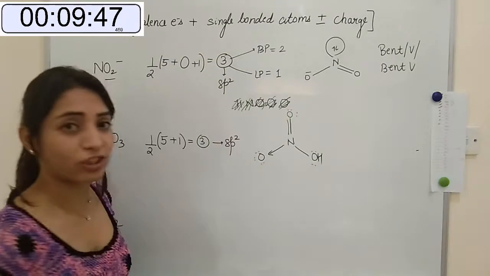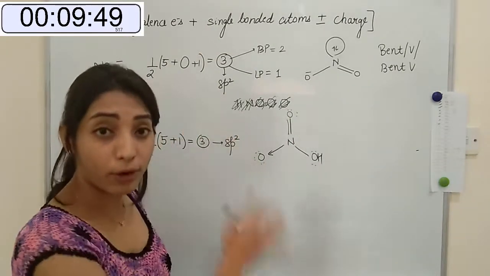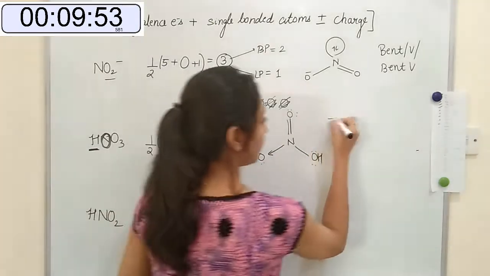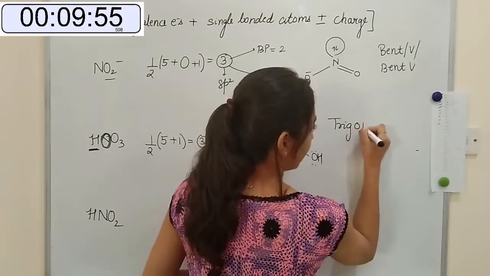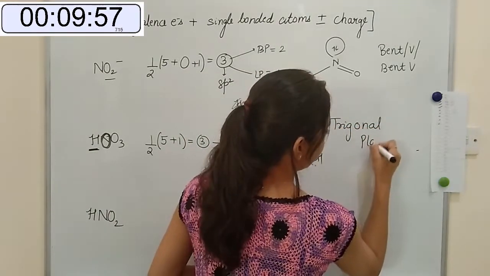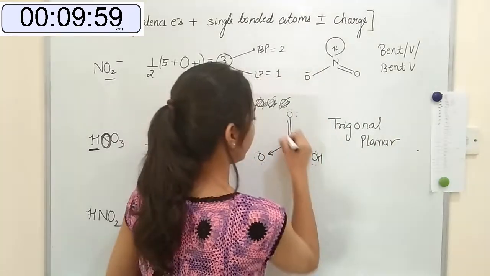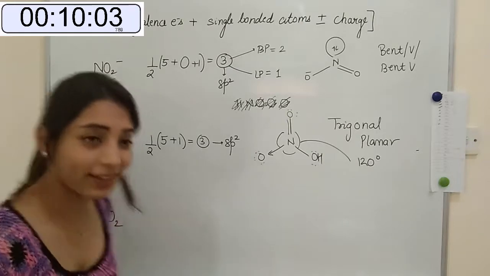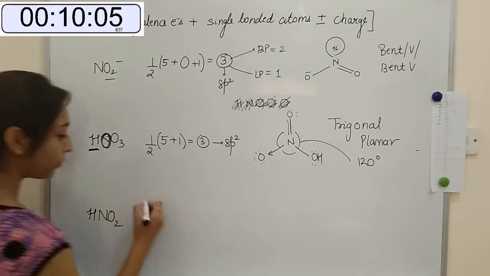So this is the structure. And this is the most important molecule I'm talking about, nitric acid. Understood? So the shape is trigonal planar and the bond angle remains the same, 120 degrees. Done.